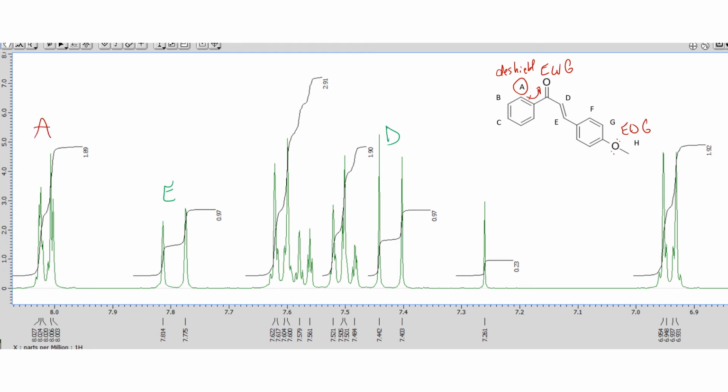Now if we think about G, it's next to the electron donating group. So this would be more shielded and farther to the right. So this is G. Okay, so that leaves us with, we've got A, E, and D, and G all assigned. So F, B, and C are in here. And I just wanted to show you a few things that I can actually pick them out. I can pick out a couple of them.